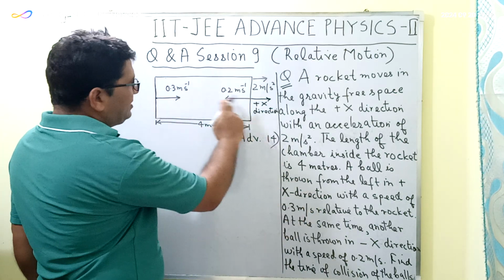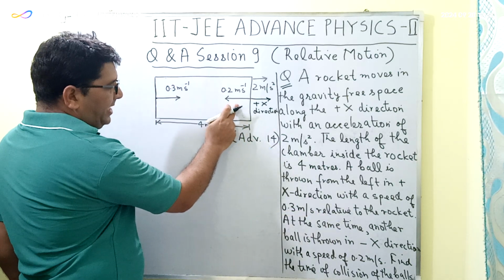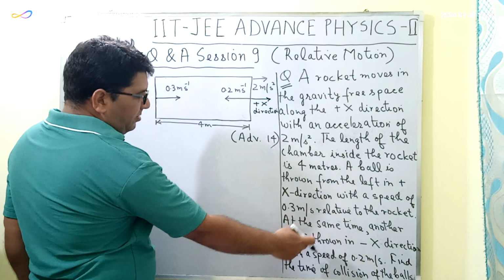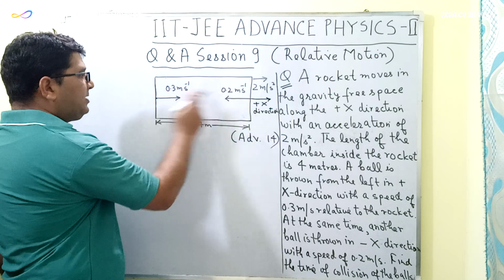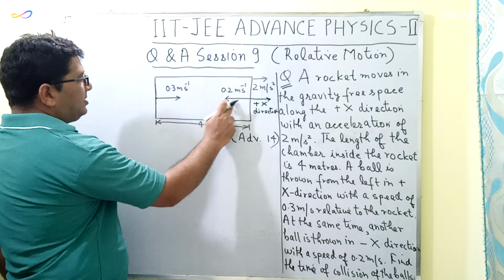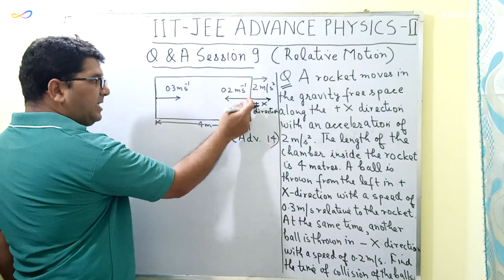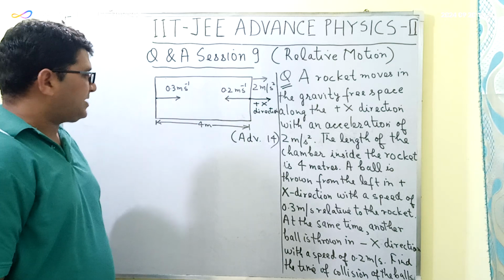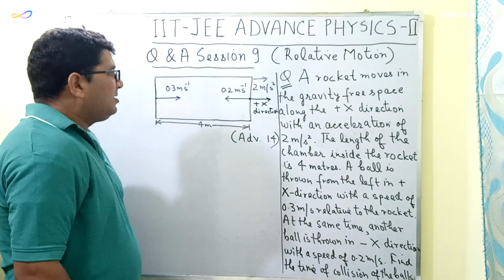At the same time, another ball is thrown in the negative x direction, or you can say from right to left, with a speed of 0.2 meter per second. So this is the ball here. We have to find the time of collision of the balls.